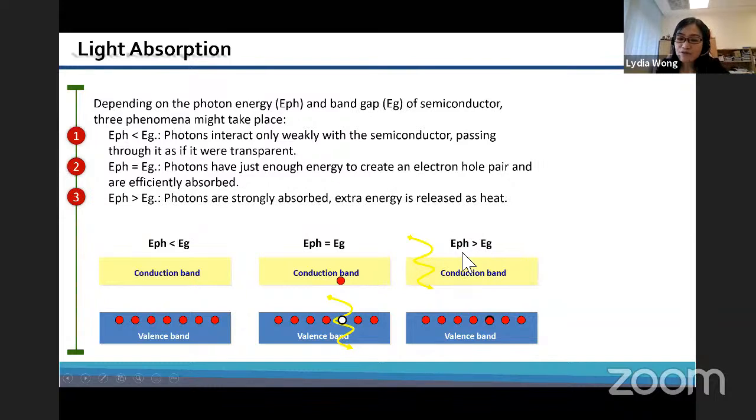Now, if the energy of the photon is much larger than the band gap, it can still excite an electron to the conduction band. Energy is conserved, but because the band gap is smaller than the photon energy, there is an excess energy, extra energy, which is released as heat.